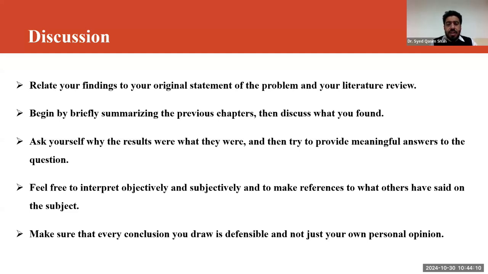So we interpret and we give certain references, and every conclusion must be defensible. We are basically defending our research. In discussion, we are defending: I found this thing, why does this relationship exist? So we are defending in terms of giving proper literature support, or in support of a certain theory. So discussion is very important. We are now supporting our argument, supporting our results in the light of literature or in the light of a certain theory.